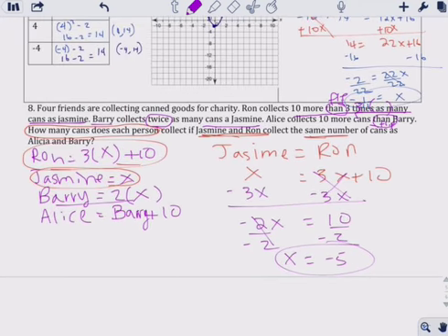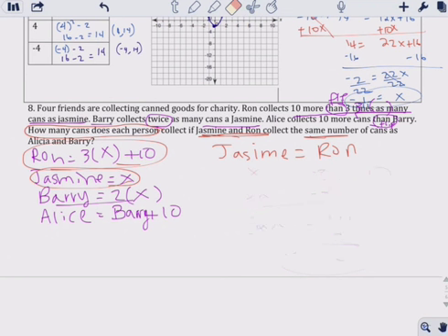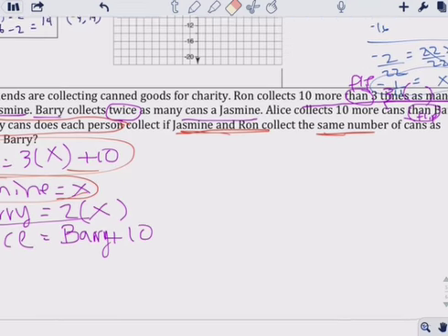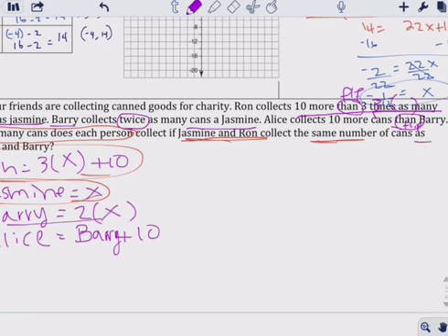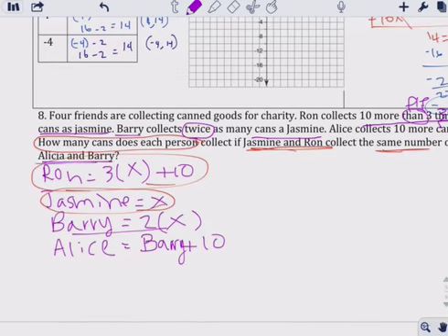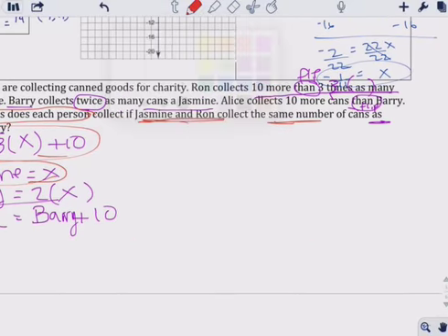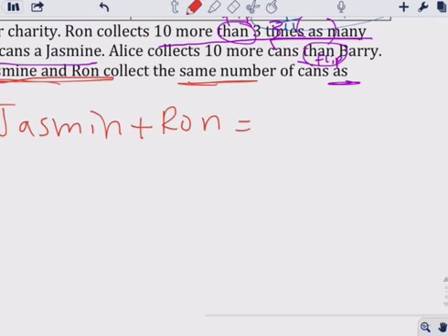Negative 5 what? Oh, I read it wrong. I counted too soon. Wrong, you guys. Oh no. Sorry. The same number of cans as Alice and Barry. So it's Jasmine. Oh my gosh, can't believe it. Plus Ron. They together collect the same amount as Alice and Barry. Alice plus Barry.